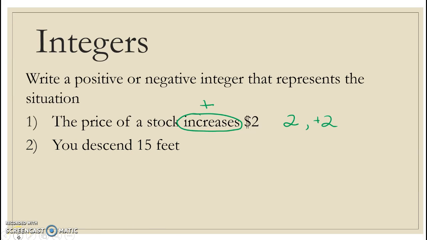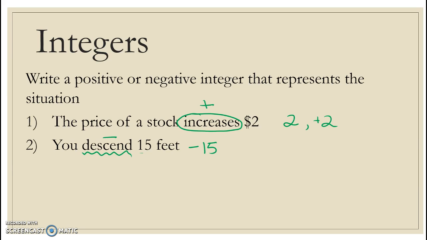And our second question says you descend 15 feet. And here we talked about ascending and descending. Descend means to go down, so this is going to be a negative. And our integer here is 15, so our answer should be negative 15. And with negative integers, that is the only way we're able to write those.